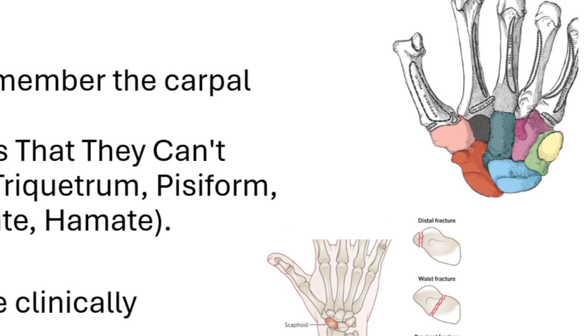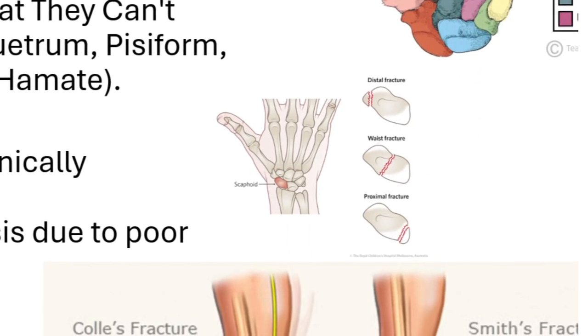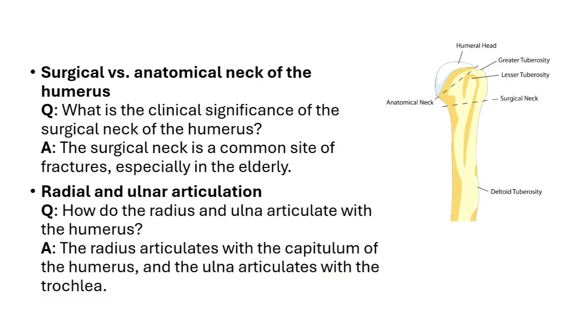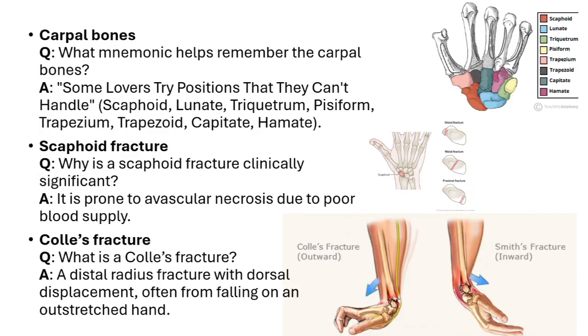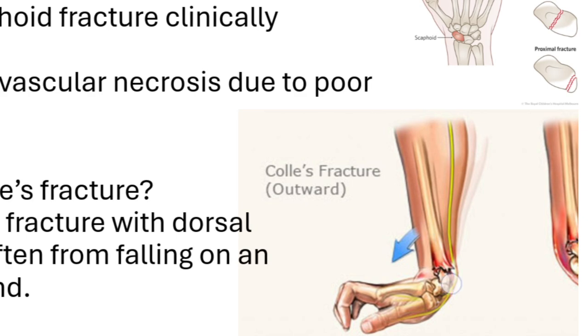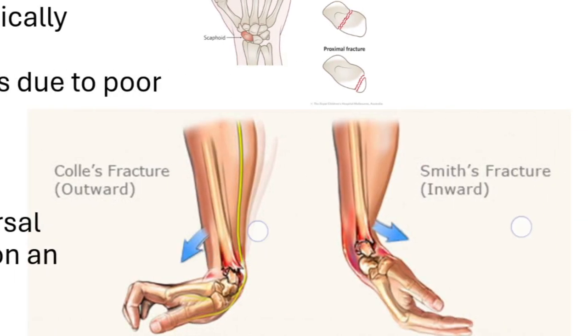So scaphoid fractures are again of 3 types. They can be distal, waist or proximal depending on the position of the fracture. So what is a Colles fracture? It is a distal radial fracture with dorsal displacement, often from falling on an outstretched hand. When you fall with an outstretched hand, there is a fracture in the radius, as you can see. If it is displaced outward then it's a Colles fracture, and if it's inward it is called a Smith's fracture.